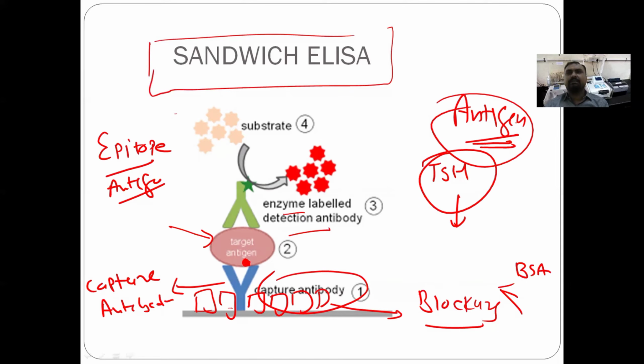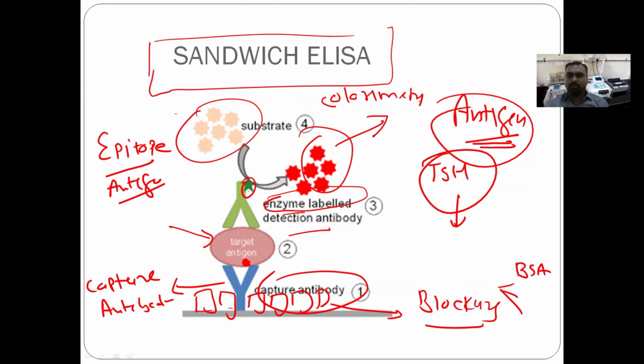In direct ELISA, we detect the antigen. In indirect ELISA, we detect the antibody. This is the only ELISA which detects the antibody, the indirect ELISA. In sandwich ELISA, again we measure the antigen, and then we add the antibody directed against this antigen, which is labeled with the enzyme. And we add the substrate like TMB. With the help of the enzyme, it will be converted to product, and that we measure colorimetrically.